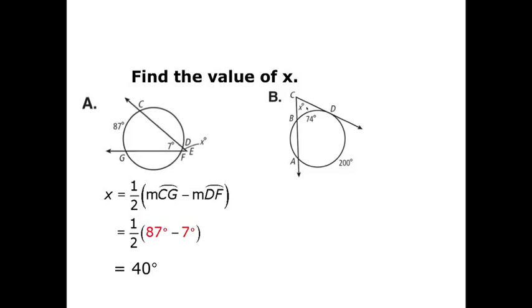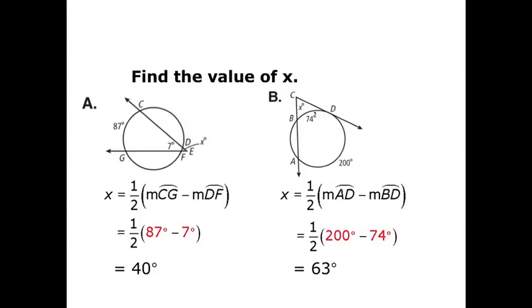Same idea here. X is an angle outside the circle. The two intercepted arcs are the 200 degrees for arc AD and the 74 degrees for arc BD. So I'll subtract those two. 200 minus 74 giving me 126, and then I'm going to take half of that 126, which is going to be 63 degrees. Okay? So again, you're subtracting in this case and then taking half.